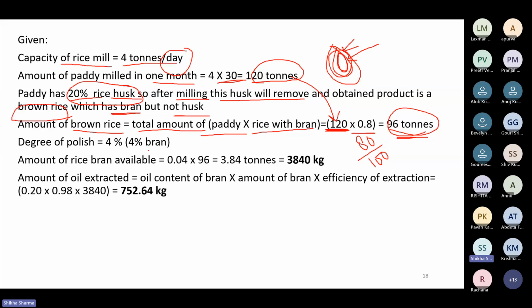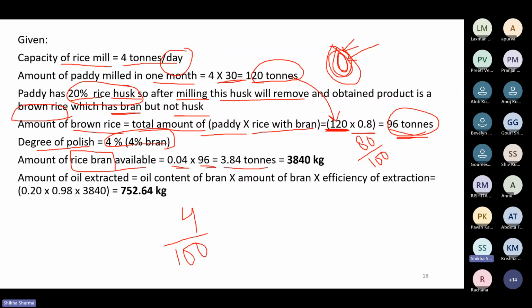Then 4% is the bran. When we remove 4% of the bran also, then we are going to get the white rice. So when we polish the rice, we need to calculate the amount of the rice bran. So the rice bran amount is 4%, which is 4 by 100, which is 0.04 into the brown rice amount, which is 96 tons.